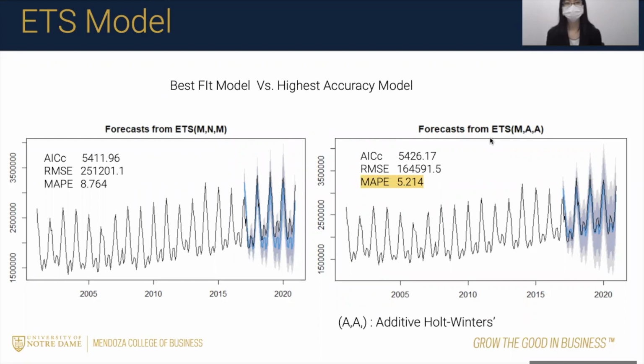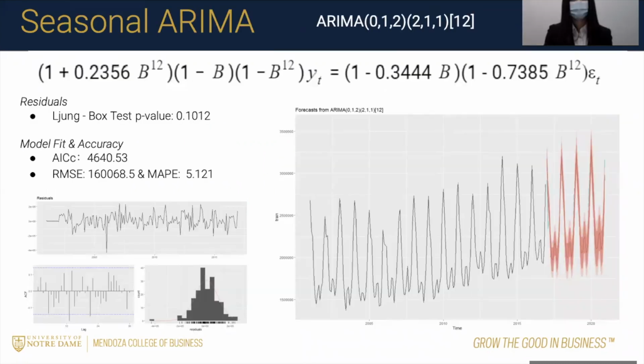Here is a comparison between the best fitting model and the highest accuracy model. The latter achieved 5.2% MAPE. We also see that the blue line is coming closer to the black line of actual data compared to the forecast from the MNM model with the lowest AICc.